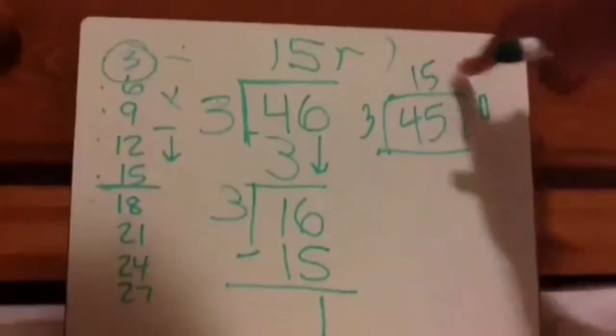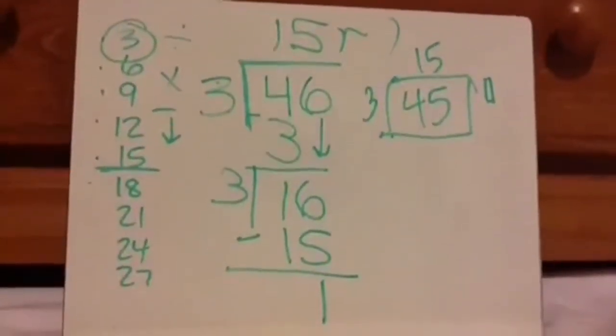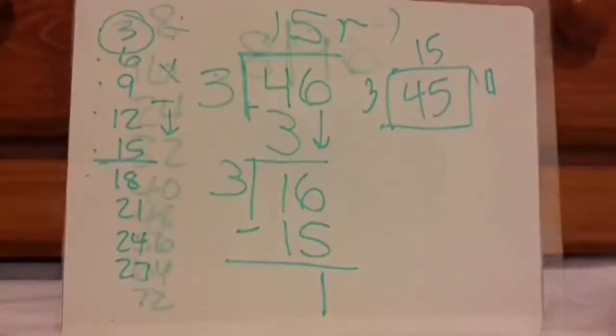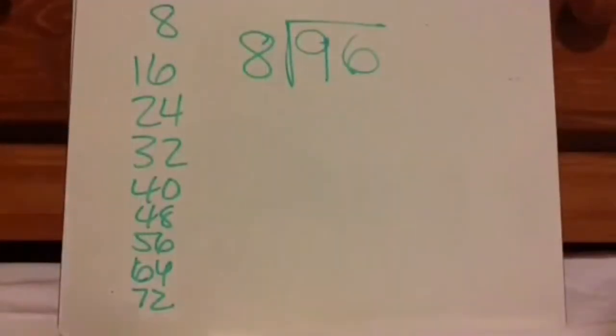And that's where 15 remainder 1 comes from. That's what's being modeled here in this division problem. All right, let's look at this one. This one is 96 divided by 8.